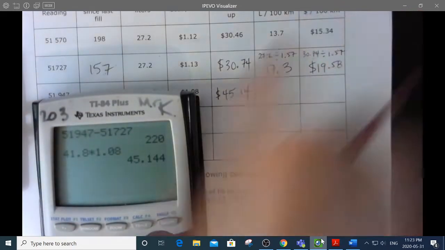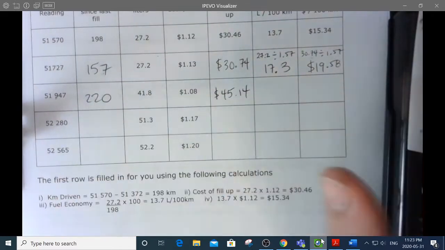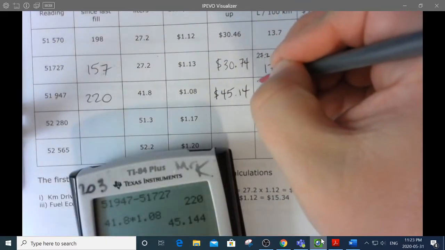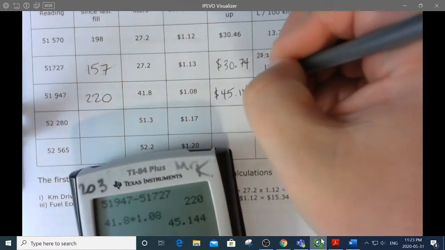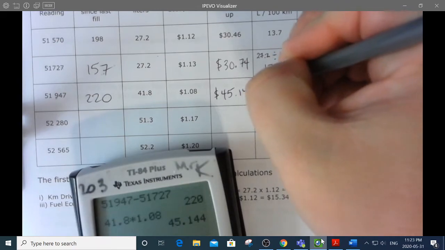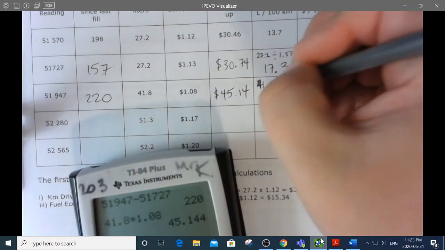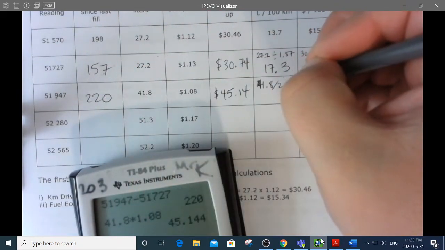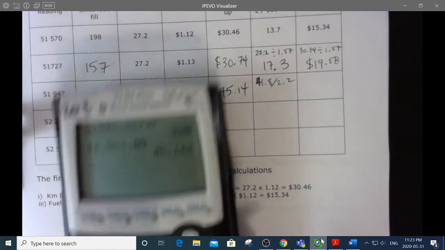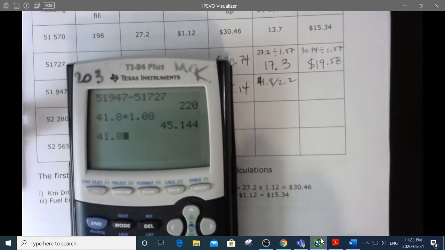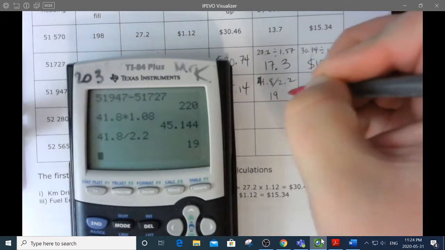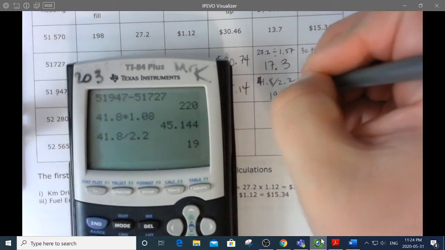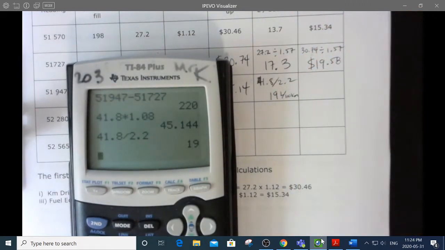And the fuel economy is... no, sorry, it's 41.8. That's what it is. 41.8 liters used per 2.2 hundreds. So 41.8 divided by 2.2, and that is exactly 19. Okay, and that's in, again, liters per every 100 kilometers.